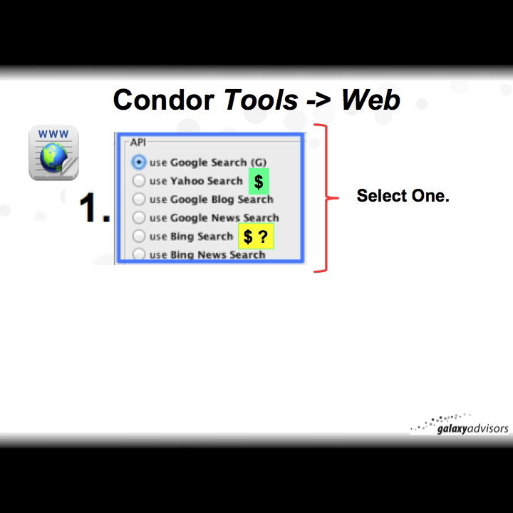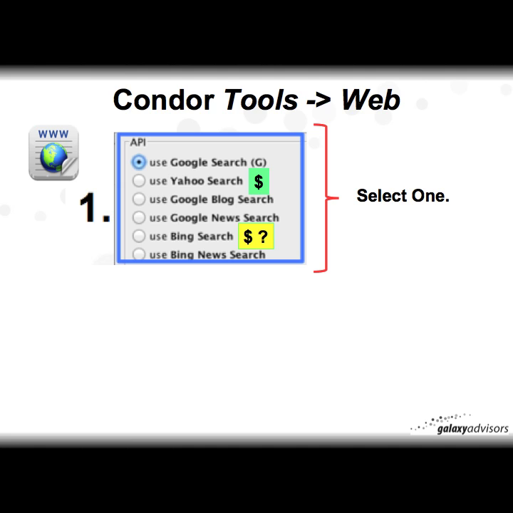The very first section of the 7 is on the APIs, or Application Program Interfaces. There are 6 that Condor gives you a choice to use, and the first one we're going to demo is Google. And then there's 5 other ones.